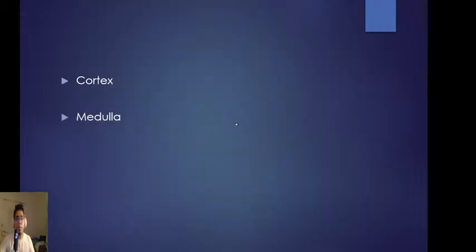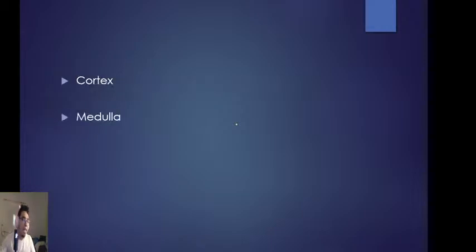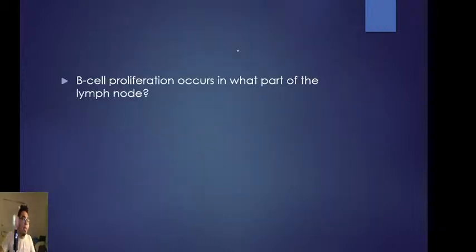This is basically the answer to the question. It's the cortex and the medulla. Now, B cell proliferation occurs in what part of the lymph node? As I mentioned before, the lymph nodes have different cells present within them, and inside the follicles, you're going to see B cells. Within those follicles, you're going to see B cell proliferation. All right?